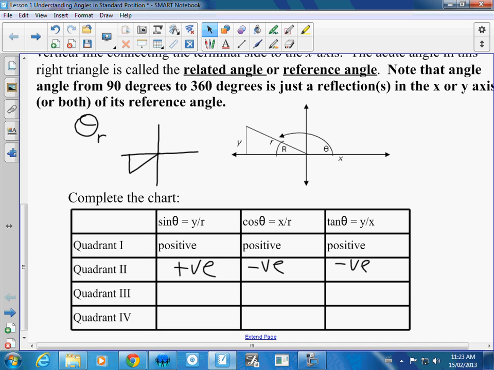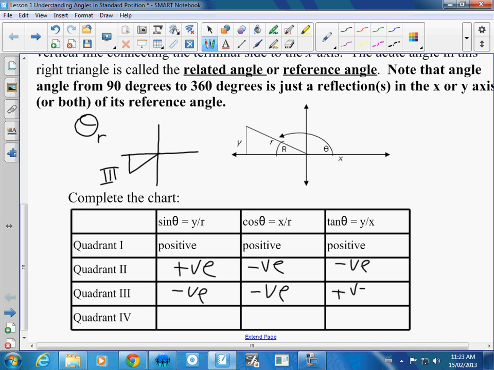So, in quadrant 3, down here, x is negative, y is negative, but r is positive. Okay, so let's do the chart here then. Sine is y over r, so it's a negative over a positive, which would be a negative. Cosine, a negative over a positive, which would be a negative. Now tangent, careful. A negative over a negative is a positive. Now you should remember that from yesterday.